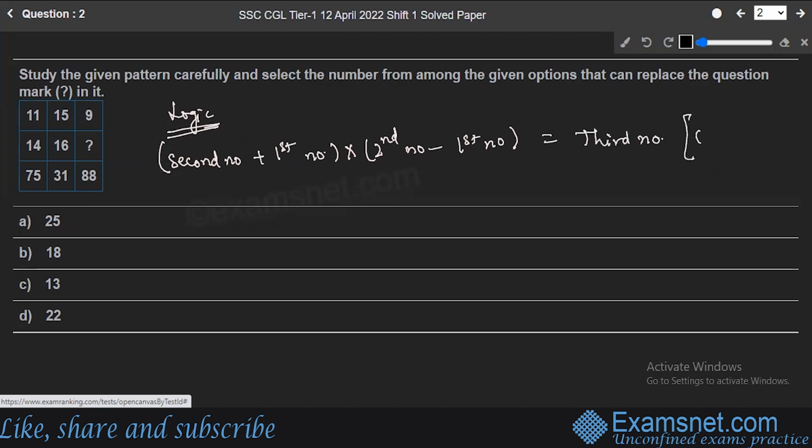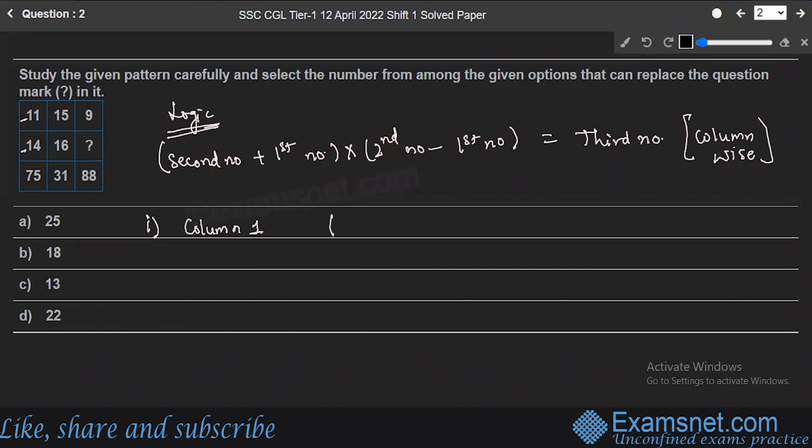This is column wise. Okay, let's check whether I'm telling you right or not. If I'm looking at the very first one, 11 and 14, 11 is the first number and 14 is the second number. So this is column 1. In column 1, the first number is 11 and the second number is 14. So 14 plus 11 multiplied by 14 minus 11 gives you 25 multiplied by 3, which is equal to 75.